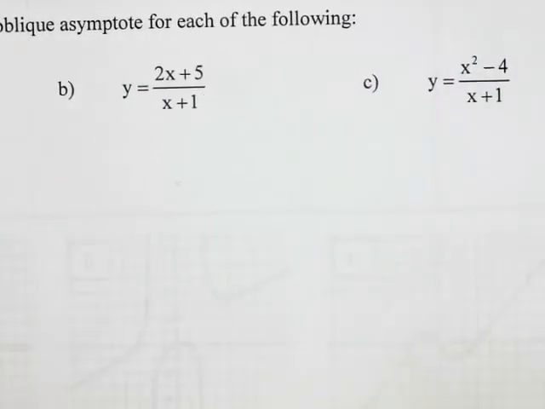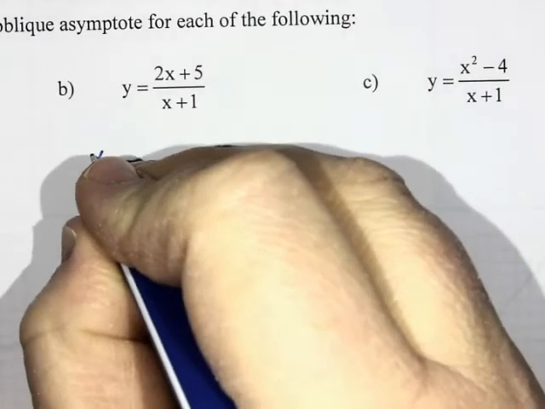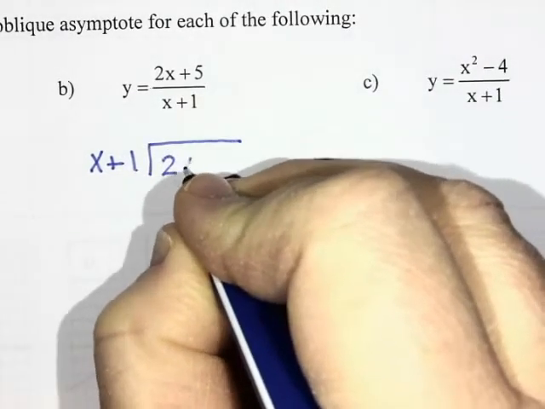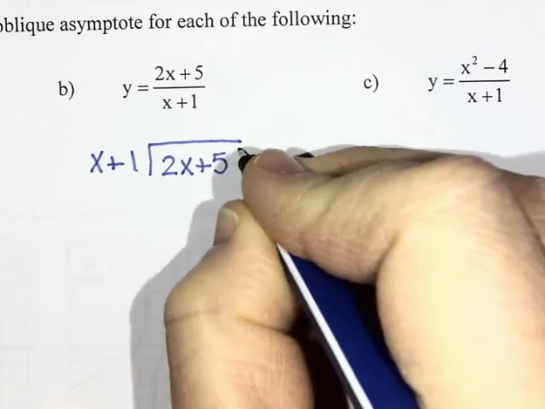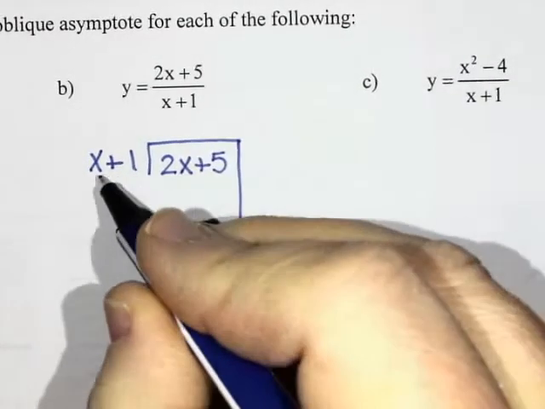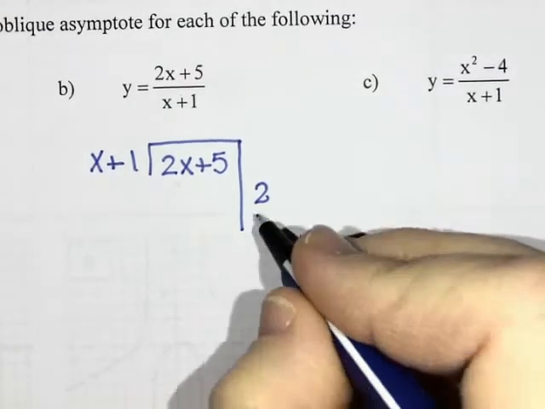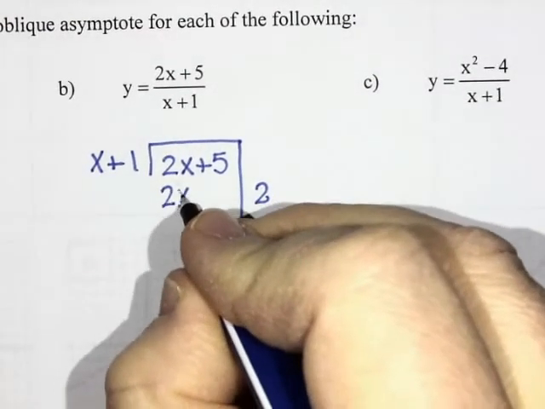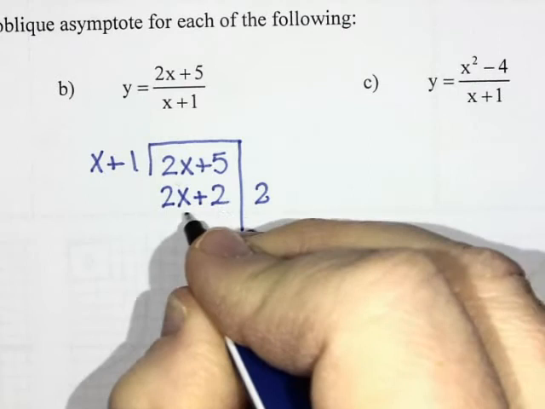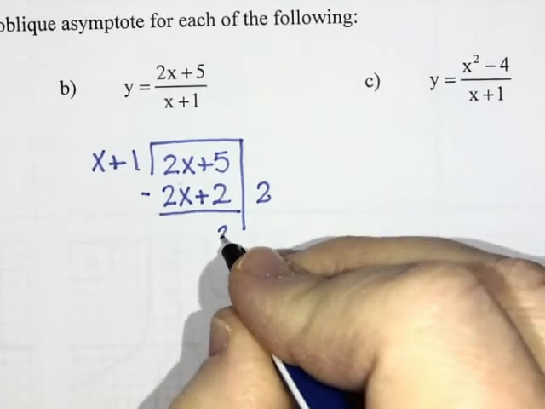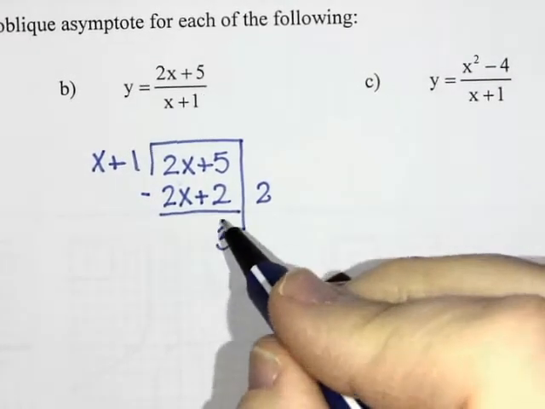I have y equals 2x plus 5 divided by x plus 1. So I'm going to try to divide. How many times does x plus 1 go into 2x plus 5? Well, to turn an x into a 2x, I would multiply by 2. So 2 times x is 2x, 2 times 1 is 2, and then I would subtract. 2x take away 2x is 0, 5 take away 2 is 3. So the 3 is the remainder.